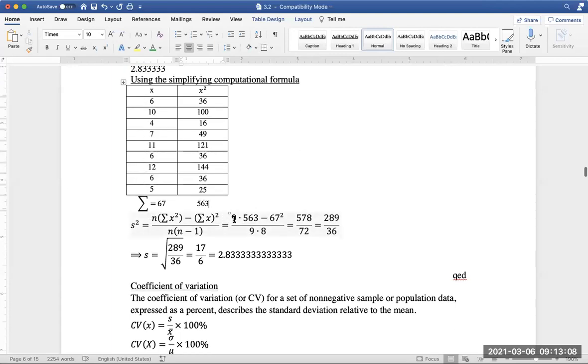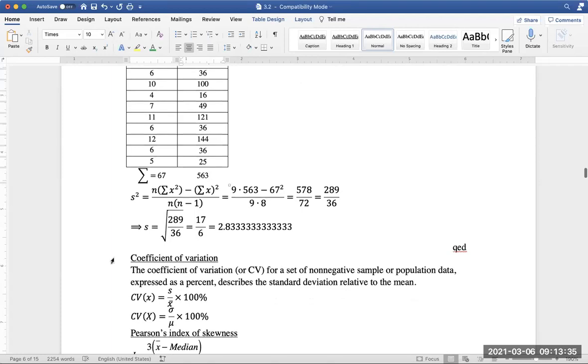So n is 9. Sum of x squared, 563, minus the square of the sum of x, 67, divided by 9 times 9 minus 1, 8. So 578 over 72. Take the square root of that. So you get 17 over 6, and so 2.83.